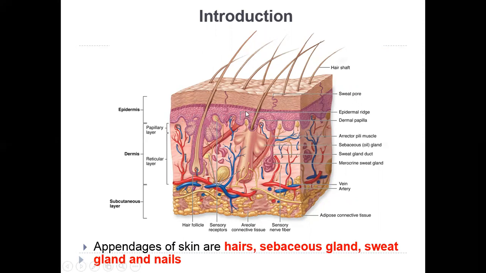Epidermis is an epithelium, which is a stratified epithelium, whereas dermis is a connective tissue, which has a lot of structures. Below the skin, this area is superficial fascia or subcutaneous layer, where a lot of fat, nerves, vessels are present. Appendages of the skin are hairs, sebaceous glands, sweat glands, and nails.